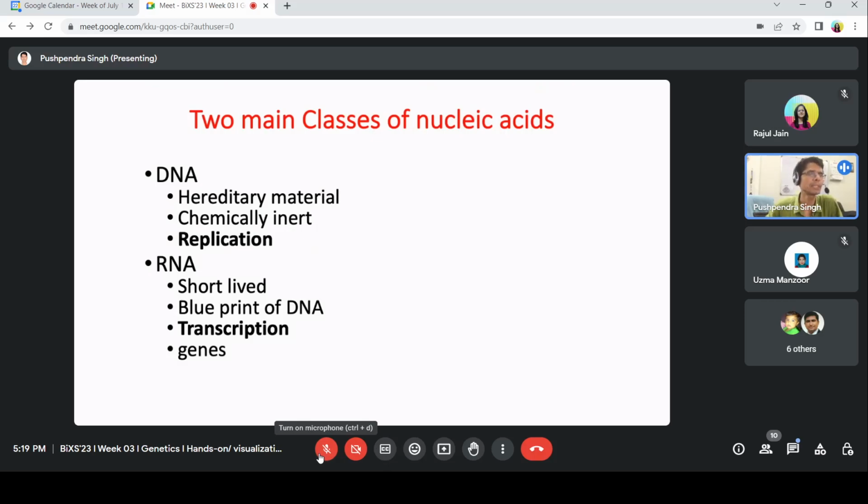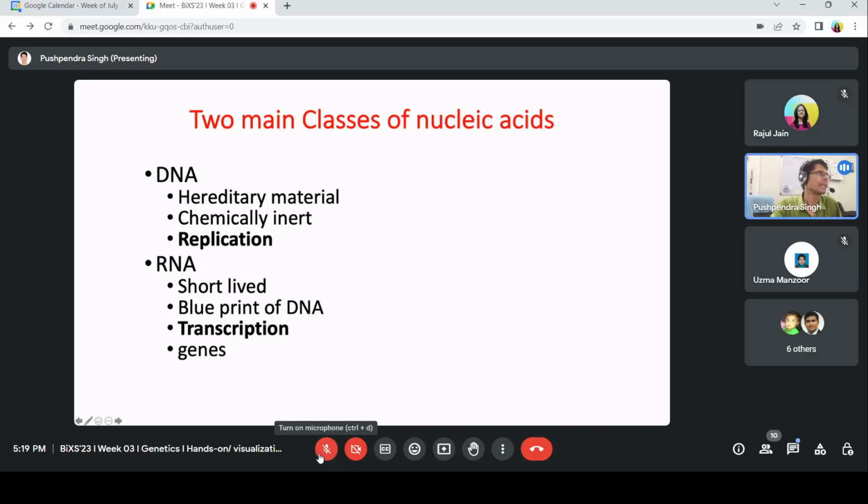There are a few exceptions. We are not going into those details right now. So there are two main classes of nucleic acids. We have so far discussed DNA and RNA. We have discussed that there are some viruses which do not have DNA, but are RNA viruses, for example, COVID. In those, the genetic material or the nucleic acid is in the form of RNA. But again, it has to make a copy in the form of DNA by reverse transcription.